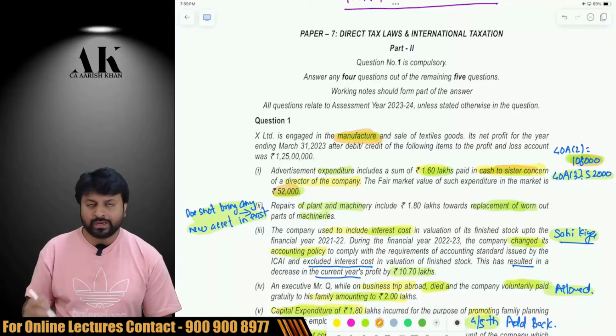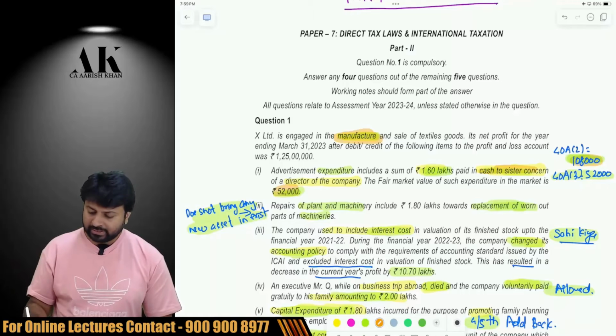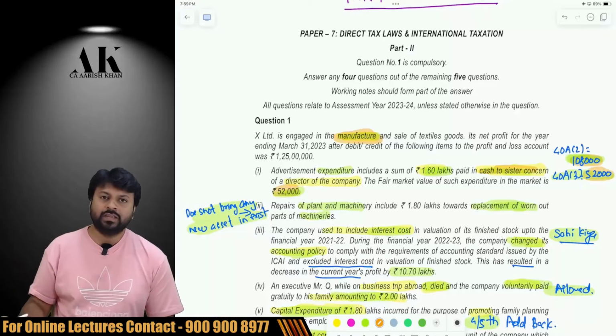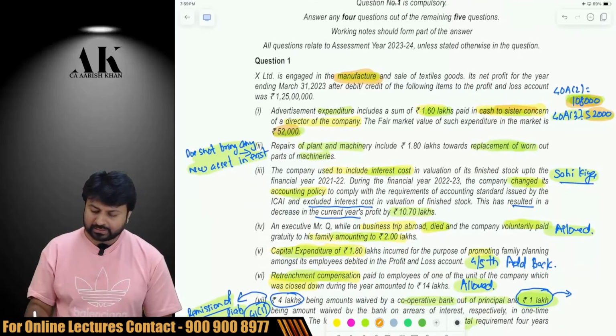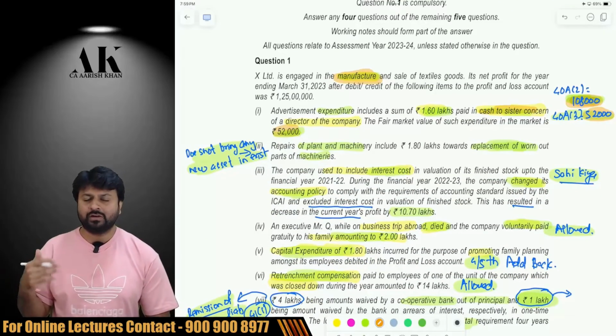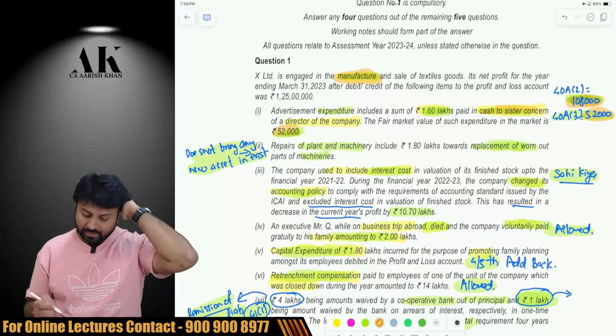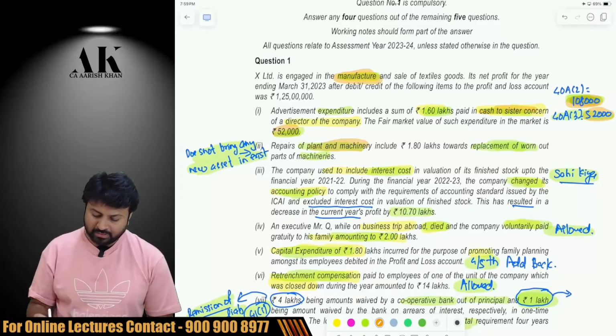Therefore, apply 48(2) and disallow the excess amount, and then apply 48(3) and disallow what? The excess amount, if the balance amount is more than 10,000 rupees. Okay. So first of all, disallow under 48(2), and then if the balance is more than 10,000, you have to disallow under 48(3).